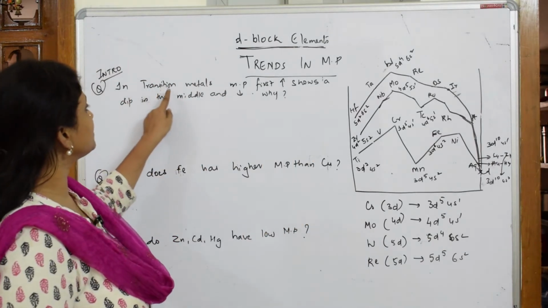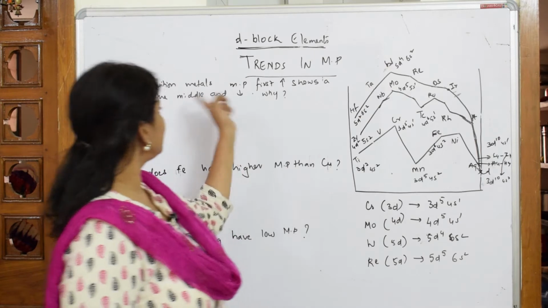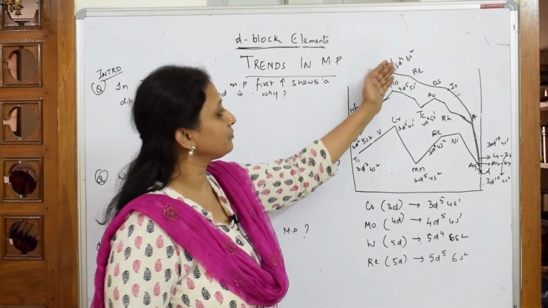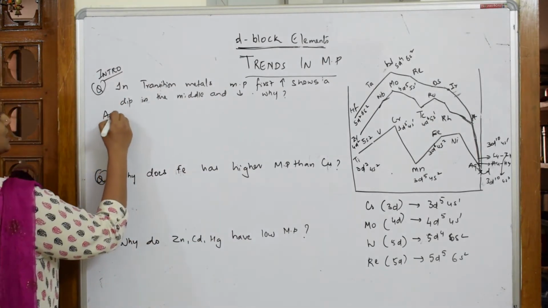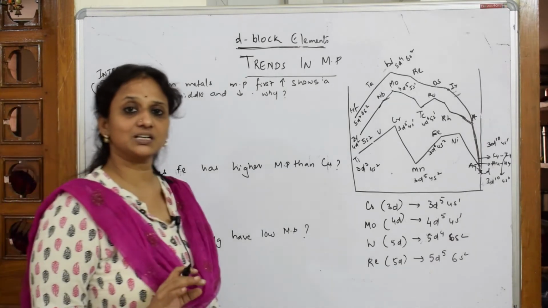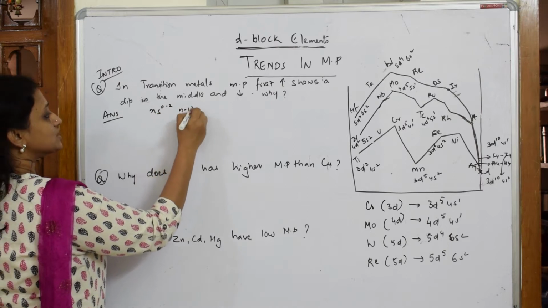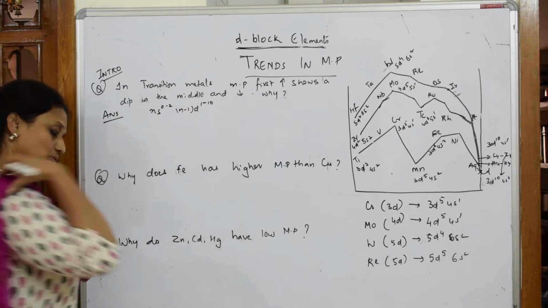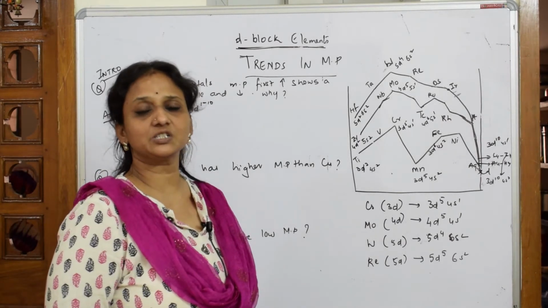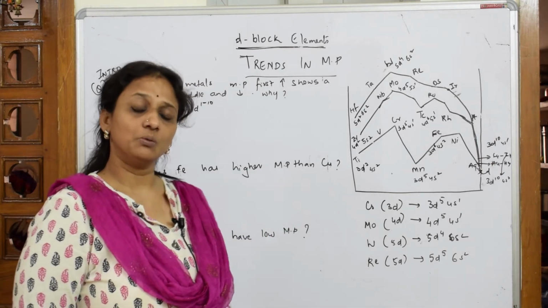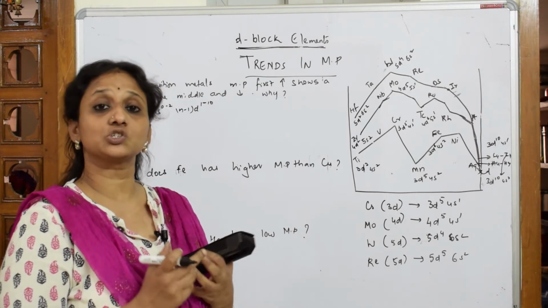Suppose they ask you, in transition metal elements, melting point first increases, shows a dip in the middle, and then decreases. What is the reason? First, most important thing, your answer should start like this. In transition elements, what is the general configuration? You have the configuration ns 0 to 2, (n-1)d 1 to 10. The energy difference between ns and (n-1)d is very less, so both of these try to undergo interatomic attraction and finally form a strong metallic bonding.